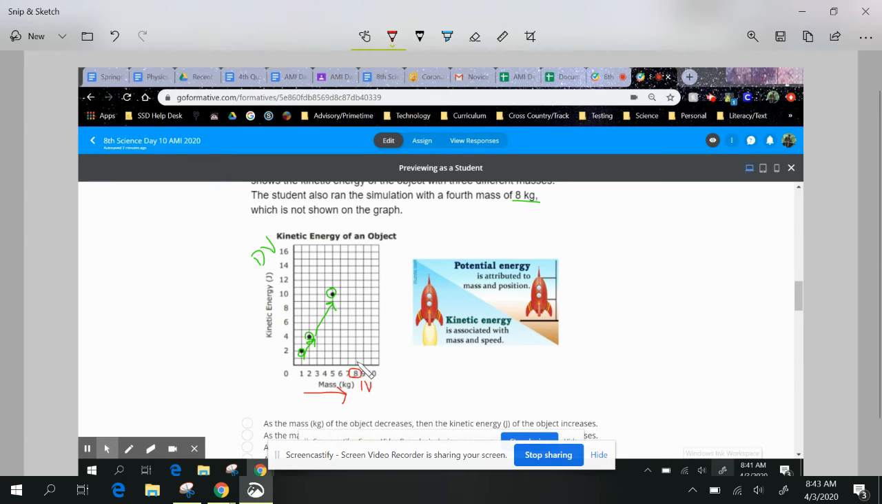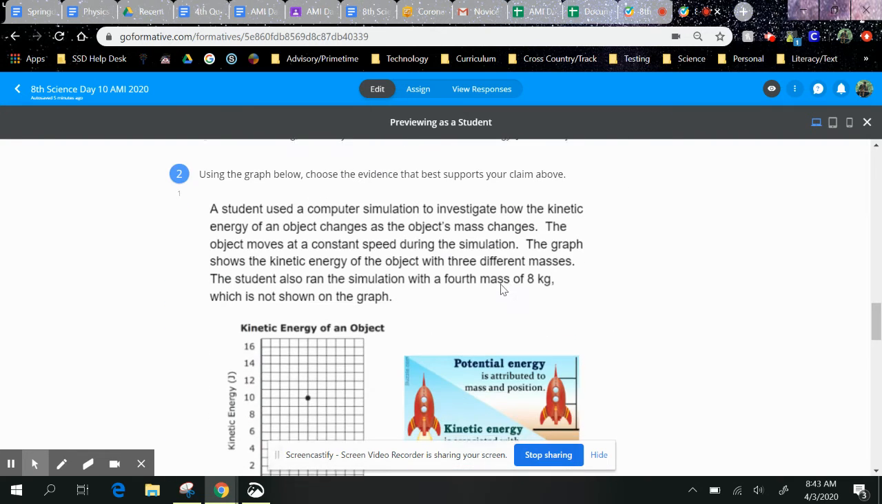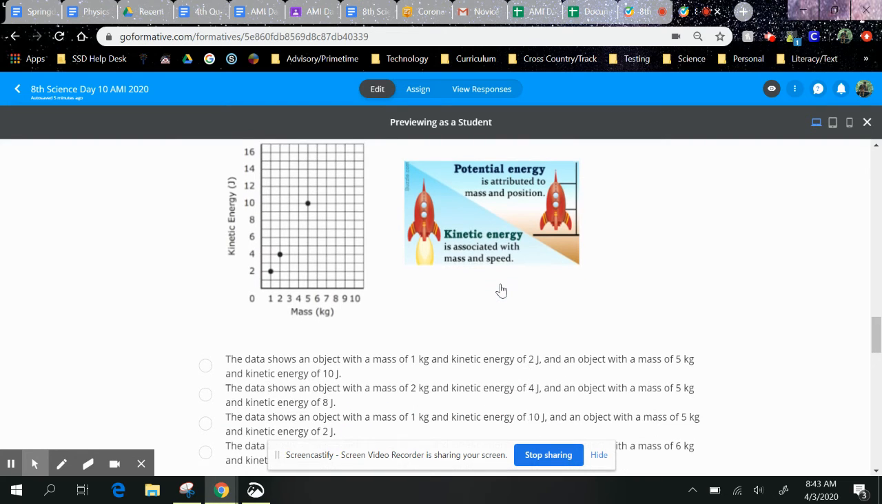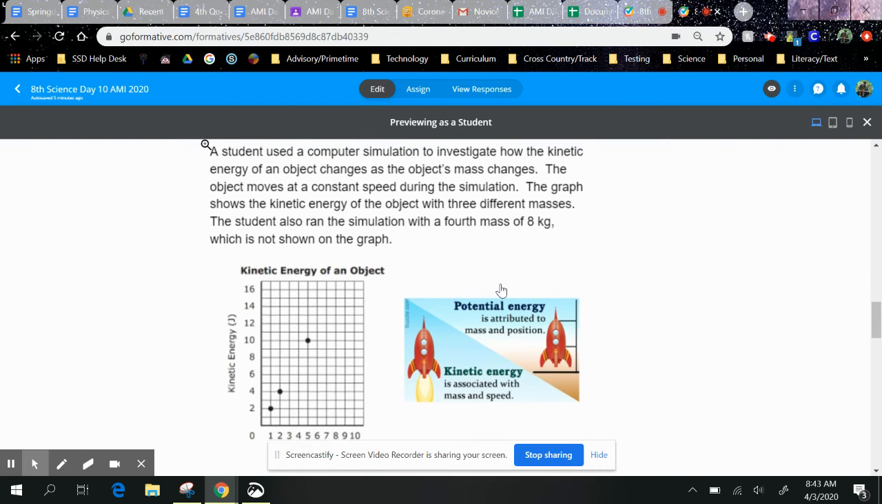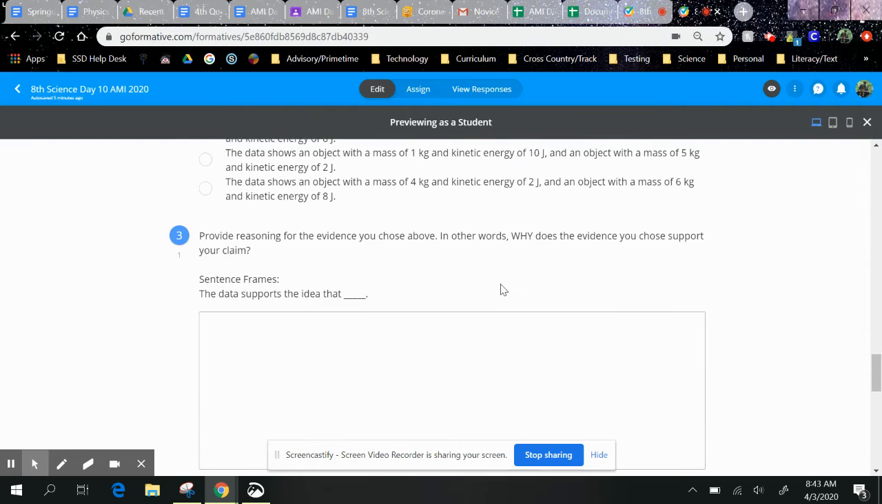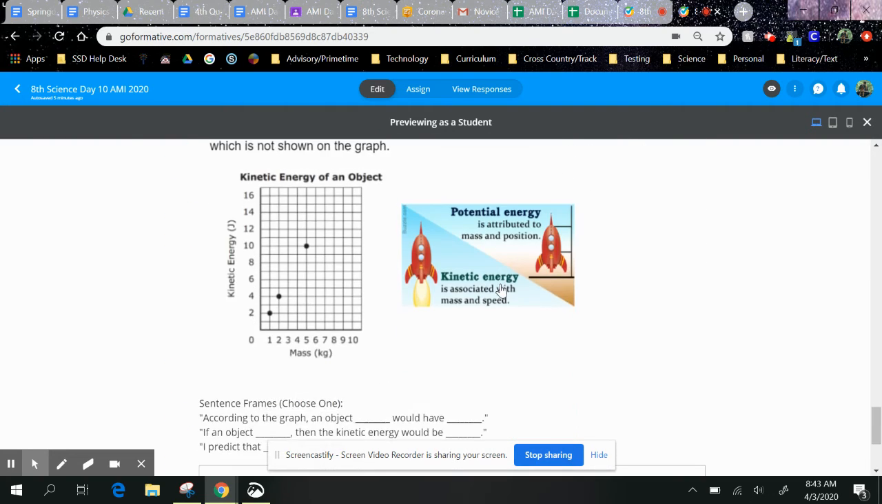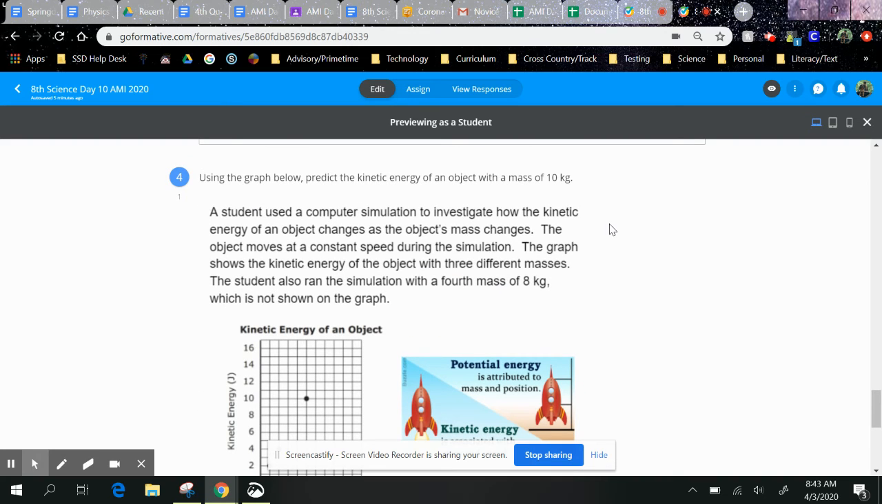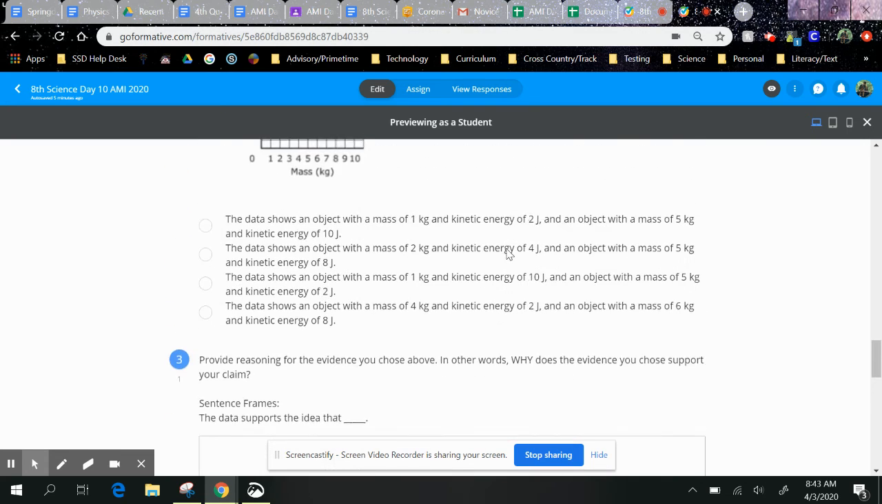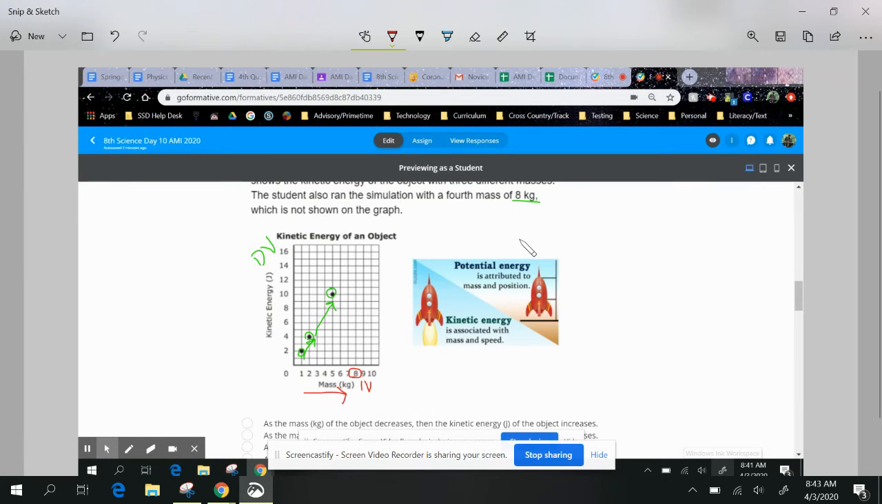And we kind of have to make a prediction, which I'm going to do with you guys right now, because also in the next question, question number 2, you have to predict what it would be at 10, I believe. Isn't that what it had? No, number 3. Number 3 asks you for number 4. There we go. Number 4 asks you to predict what kinetic energy could be at 10 grams. So I'm going to show you what it could be at 8 kilograms.